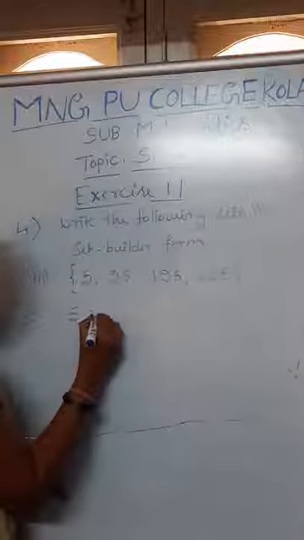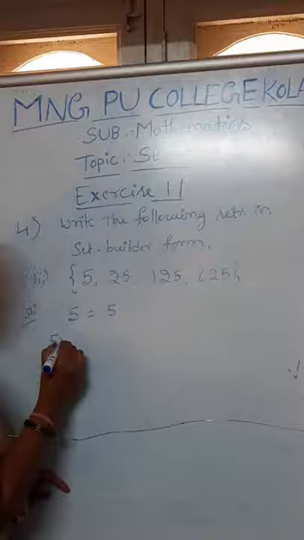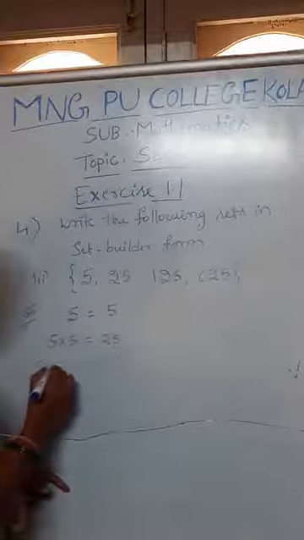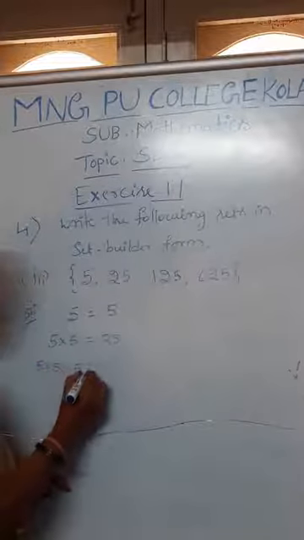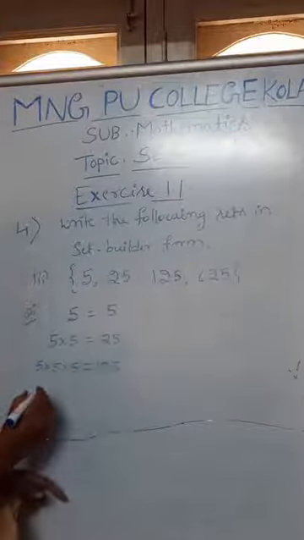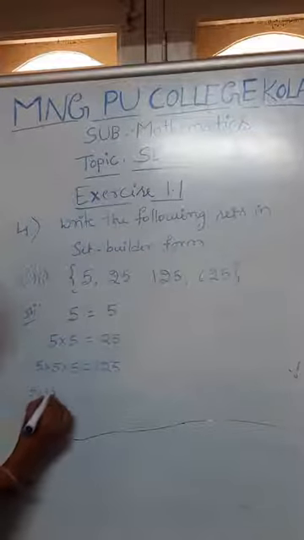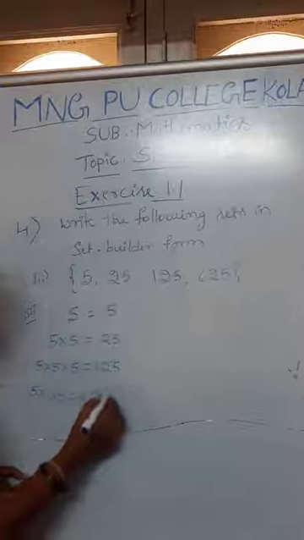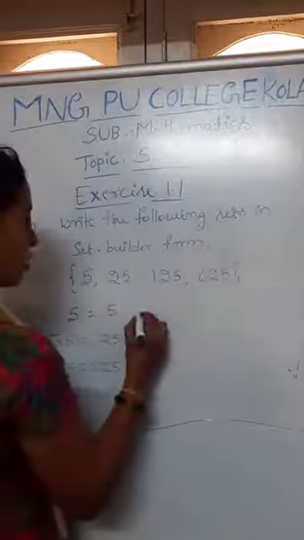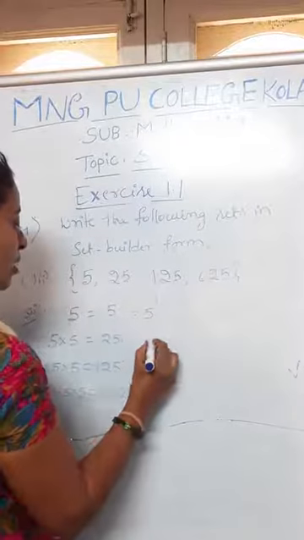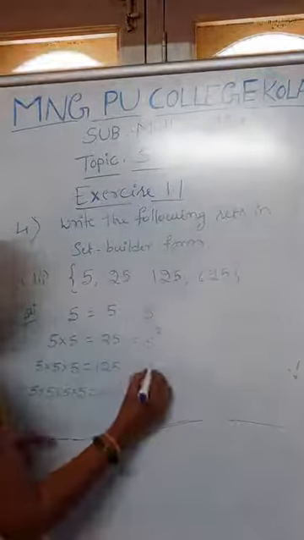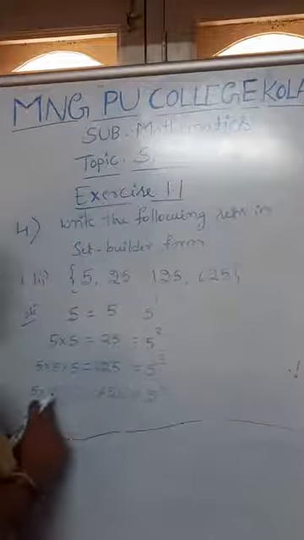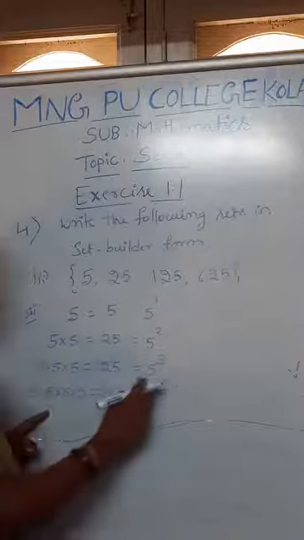5 equals 5. 5 fives are 25. 25 fives are 125. 5 times 5 times 5 times 5 equals 625. That is 5 to the power of 1, 5 to the power of 2, 5 to the power of 3, and 5 to the power of 4. The bases are the same, 5, and the powers are 1, 2, 3, 4.